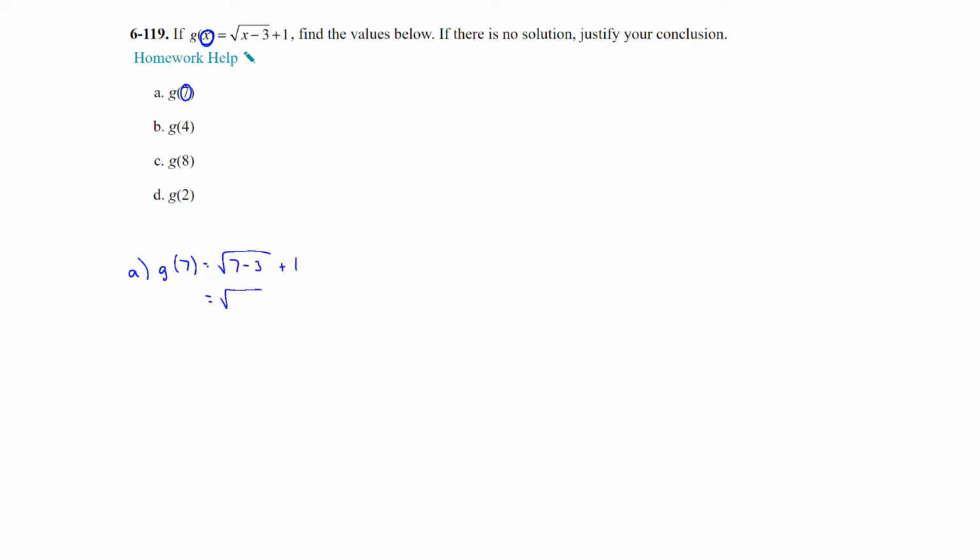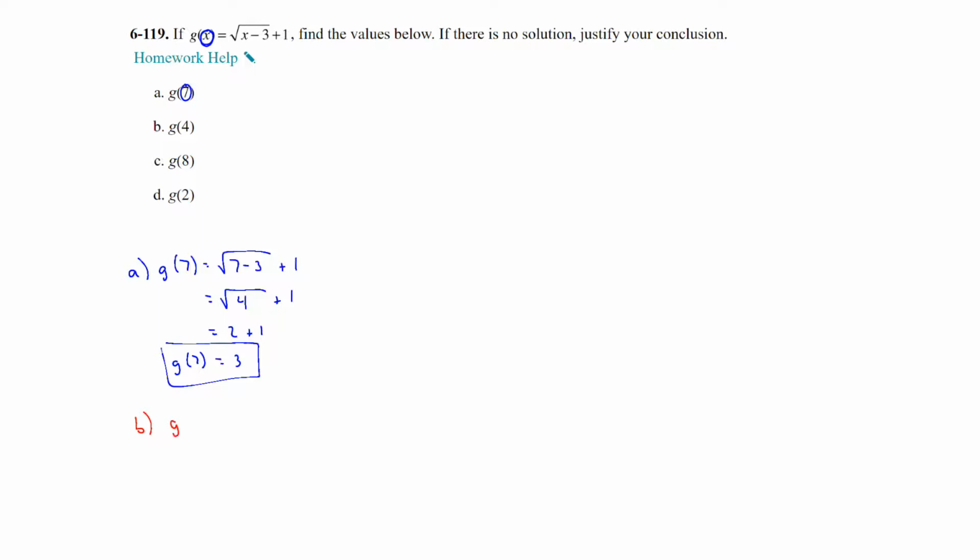So order of operations, you have to do grouping symbols first. And so that's the square root of 4. Square root of 4 is 2. So this is equal to 3. So you should say g of 7 equals 3. Your input is 7. Your output is 3.